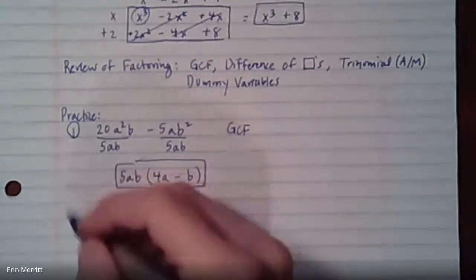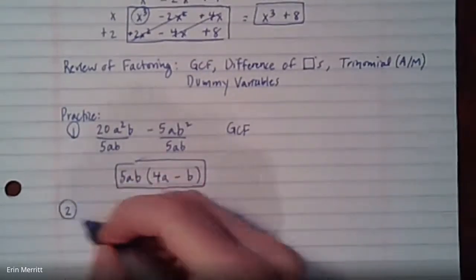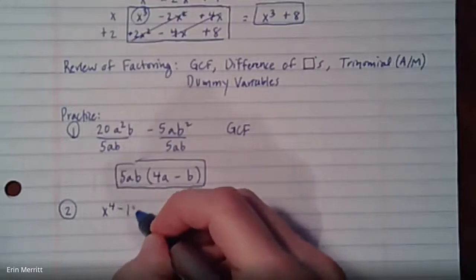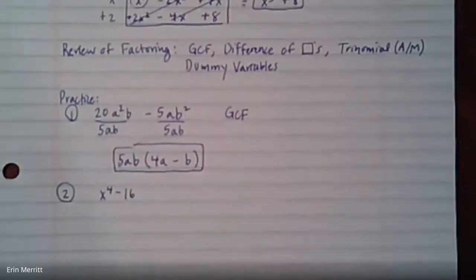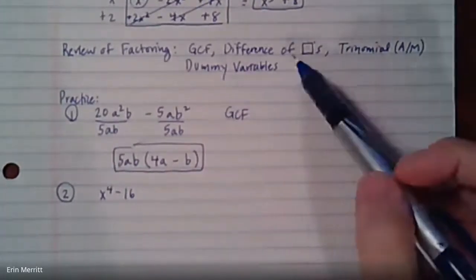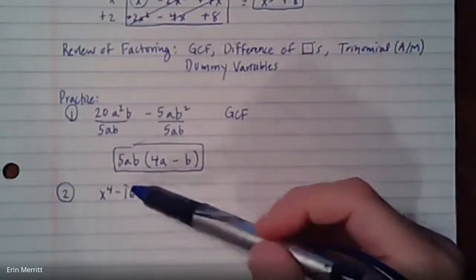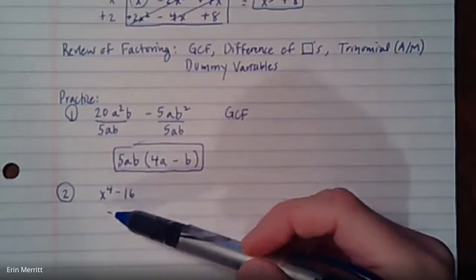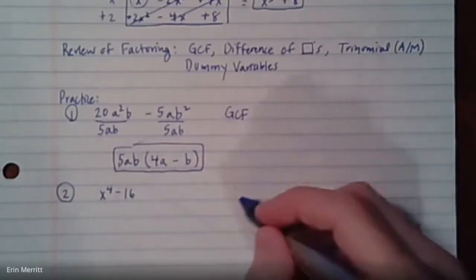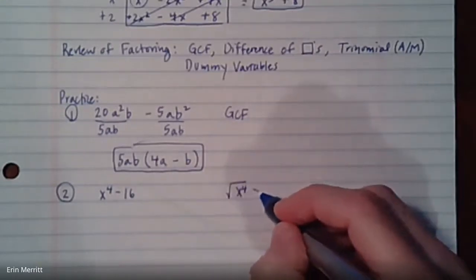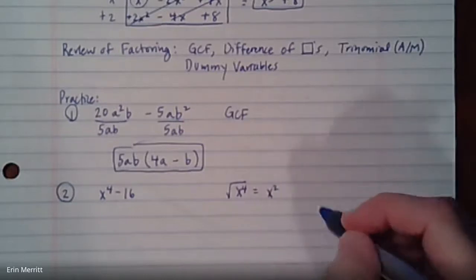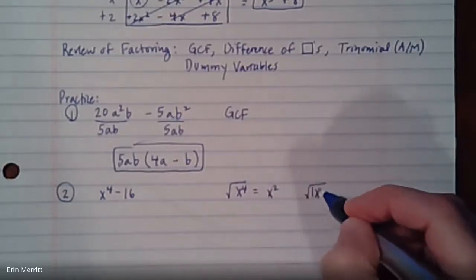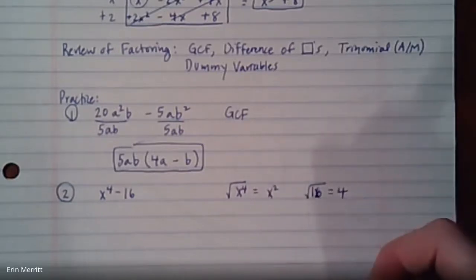Right? For the second one, if I give you x to the 4th minus 16, all right, well, no GCF this time. Difference of squares, 16 is a perfect square, and actually any variable with an even exponent, that is also a perfect square. So if I think about taking the square root of x to the fourth, that would give me x to the second. The square root of 16, that would give me 4.